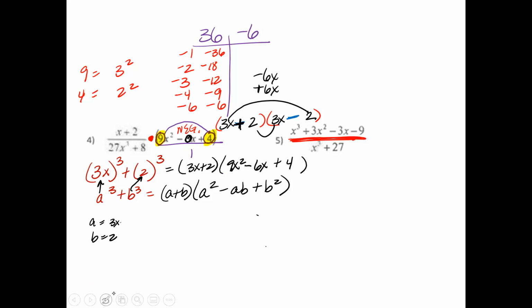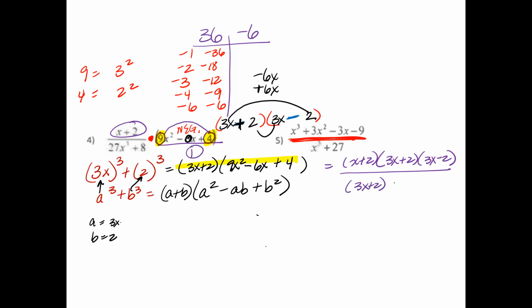Okay, so then, and I'll make those adjustments next year. Let's take a look at this. On top, you have x plus 2, which is right here, times 3x plus 2, 3x minus 2. Those are your numerator. In your denominator, we're going to multiply across, which is just going to be this piece right here, times the 1 right here. So that's 3x plus 2 times x squared minus 6x plus 4.